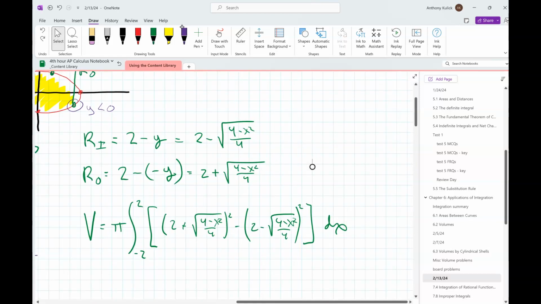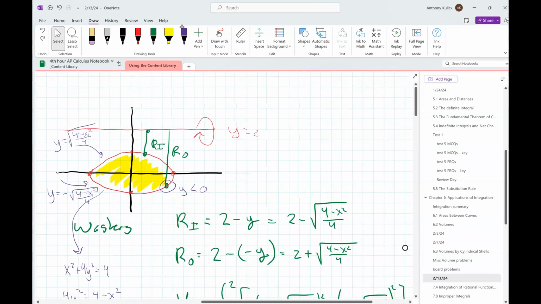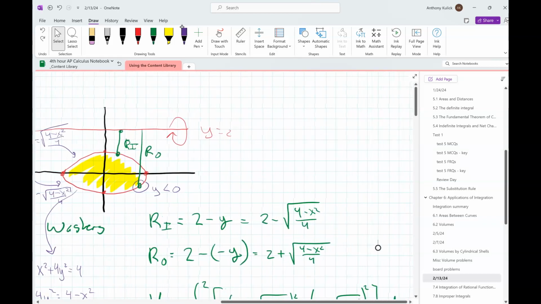And then you're spinning on which axis again? You're spinning on the horizontal, y equals 2. Horizontal. So it's in terms of x. Yeah. So when you're spinning around the x-axis, it's x, and around the y-axis, it's y.